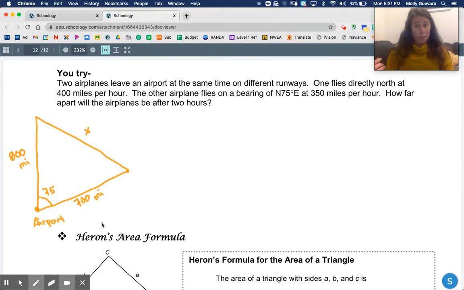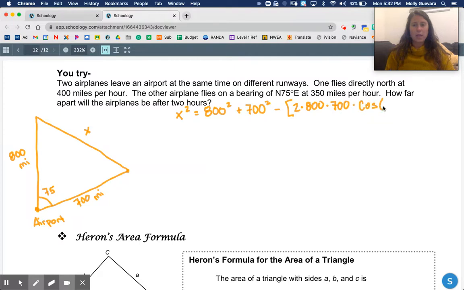So the question that I always ask, do I know the angle and the side across from the angle? And the answer is no, I don't. The only angle I know is 75, and I don't know the side across from it. So I have to use law of cosines. So that's going to give me x squared is equal to 800 squared plus 700 squared minus 2 times 800 times 700 times the cosine of my angle, which is 75.